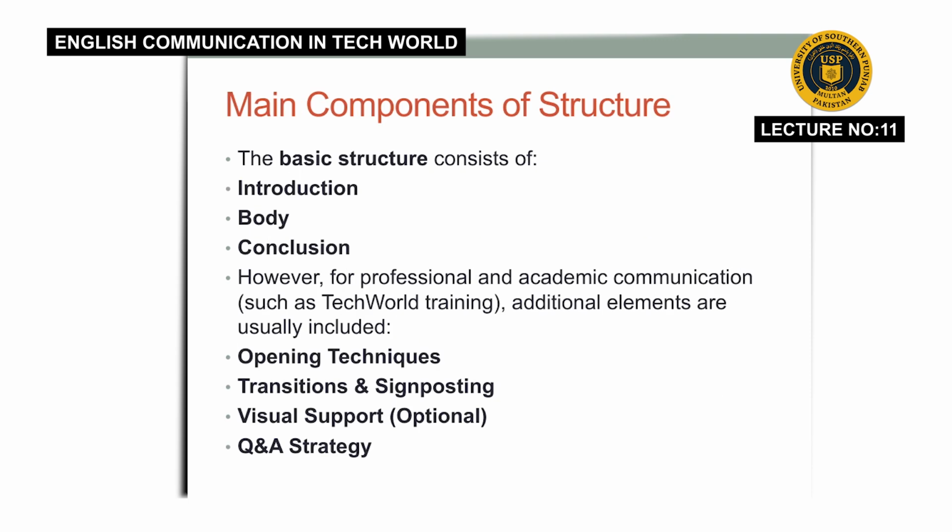Here are the main points of the structure. The basic structure consists of three major parts: number one, the introduction; number two, the body; and number three, the conclusion. In addition, professional presentations also include things like opening techniques, smooth transitions, visual aids, and an optional question and answer session. So we will go through each part in detail.